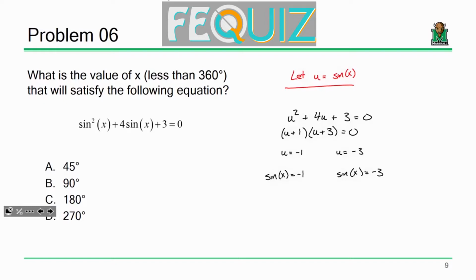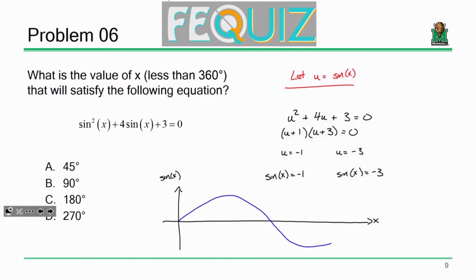All right. I want to look at this one over here. Sine of x is negative 3. What's going on with that? When does the sine of x equal negative 3? Never. It never does. Because, let's go back to the graph, right? Graph looks something about like this. This is pi, 2 pi.